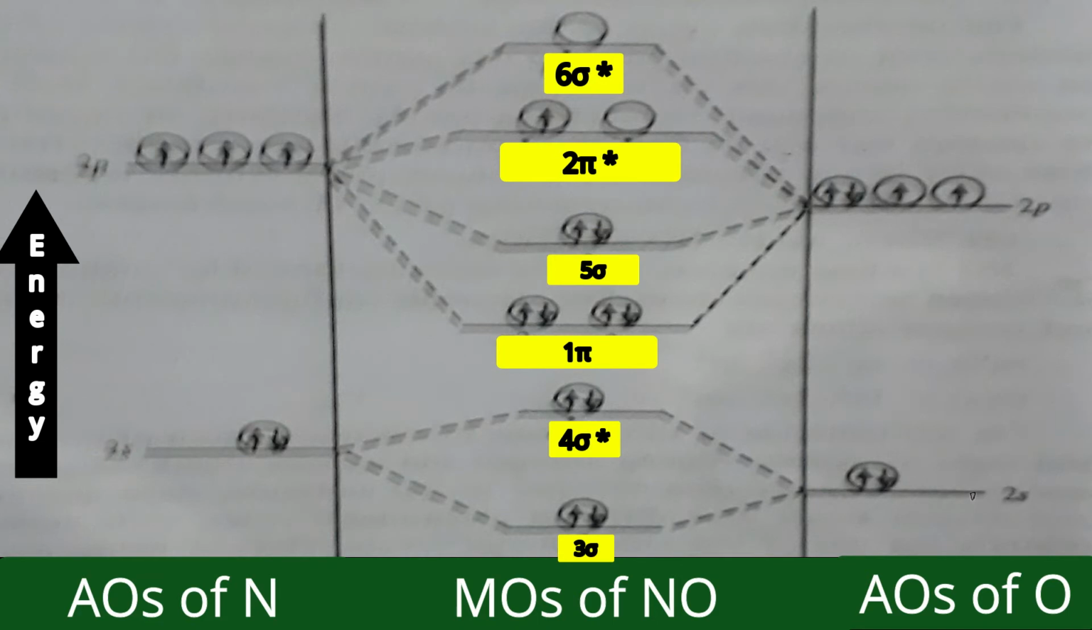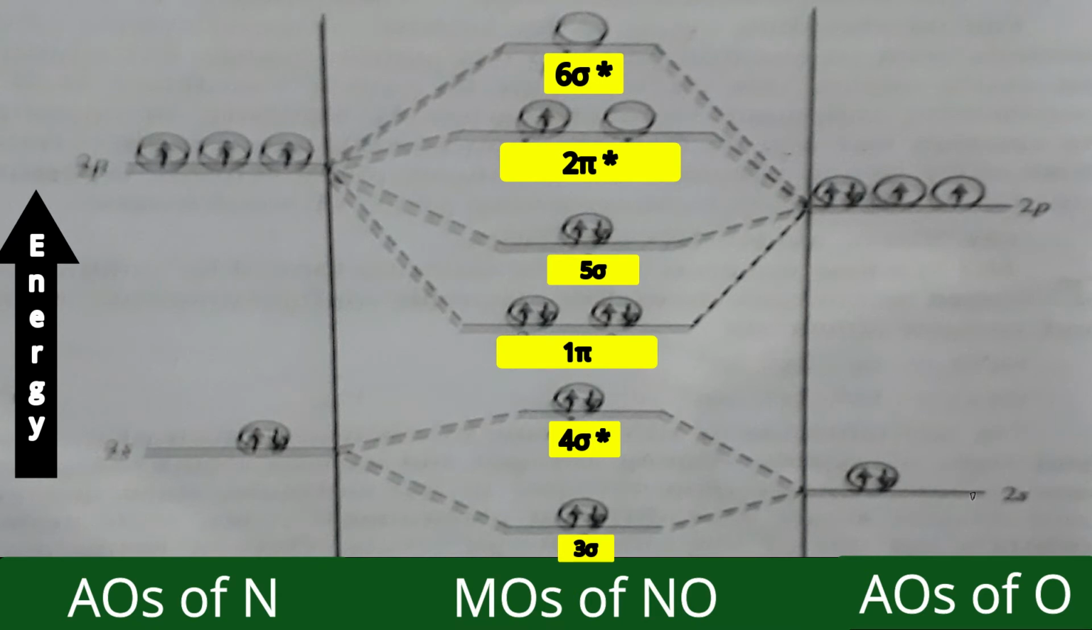So 7 electrons, how can I distribute? 4 electrons will enter the 1 pi orbital and 2 electrons the 5 sigma orbital, and the remaining 1 electron is at the 2 pi star orbital. Interesting. Do you remember I asked the question, what will be the energy of the HOMO of the molecule compared to the 2p orbital of nitrogen? It will be larger, it will be higher. Yes, the outermost electron, the last electron, is entering an antibonding orbital. Therefore, HOMO has higher energy than the highest occupied atomic orbital, which was the 2p orbital of nitrogen.